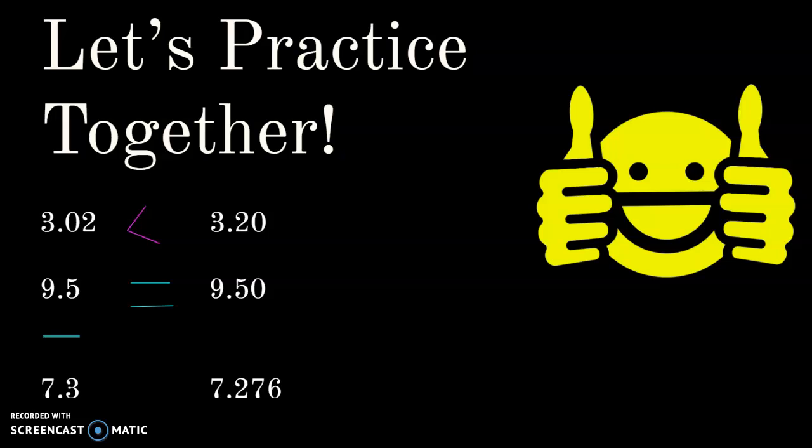Lastly, 7.3 and 7.276. This is where we can get out our number line to see which number is on the left or which number is on the right. 7.3 is greater than 7.276, even though 7.276 has more digits after the decimal point.